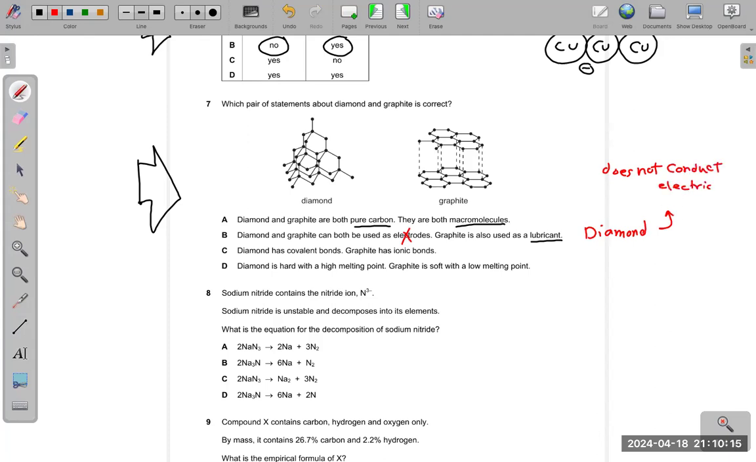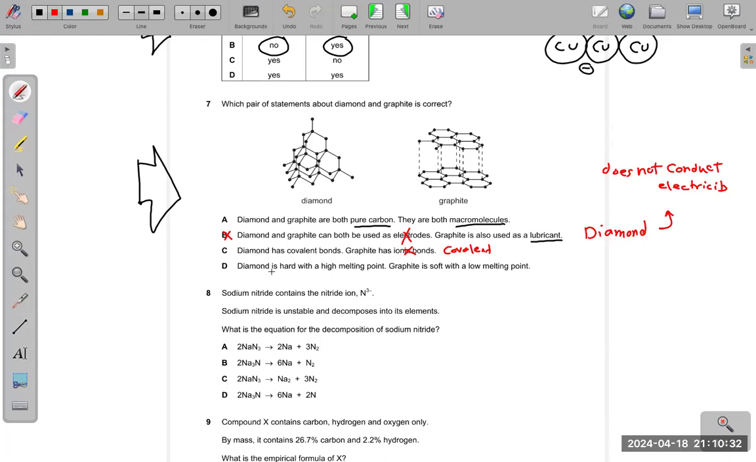So I cannot use the diamond. So this sentence is wrong. Diamond has covalent bonds. Graphite has ionic bonds. Of course this is nonsense. Both of them contain covalent bonds. Now, diamond is hard with a high melting point. Correct.